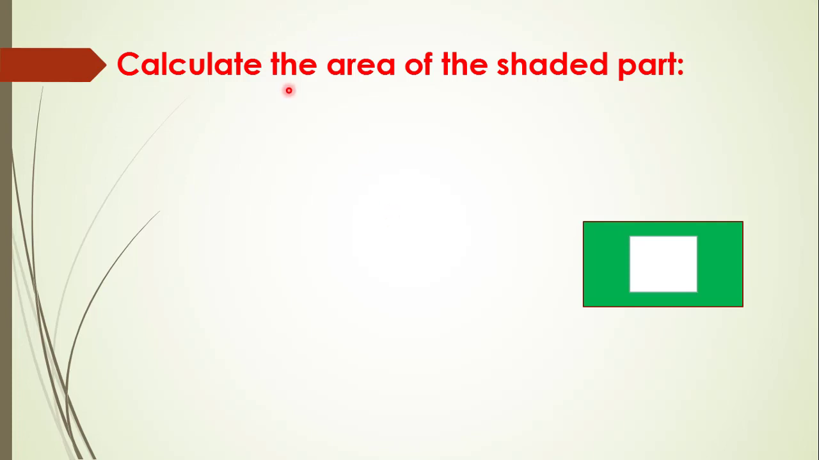Let's take another example. Calculate the area of the shaded part. We have a shaded part here. We want to calculate the area of this shaded part, the green part. Okay, we have a rectangle of dimensions 10 centimeters and 6 centimeters. The length equal 10 and the width equal 6. And we have a square inside with a side length 5.